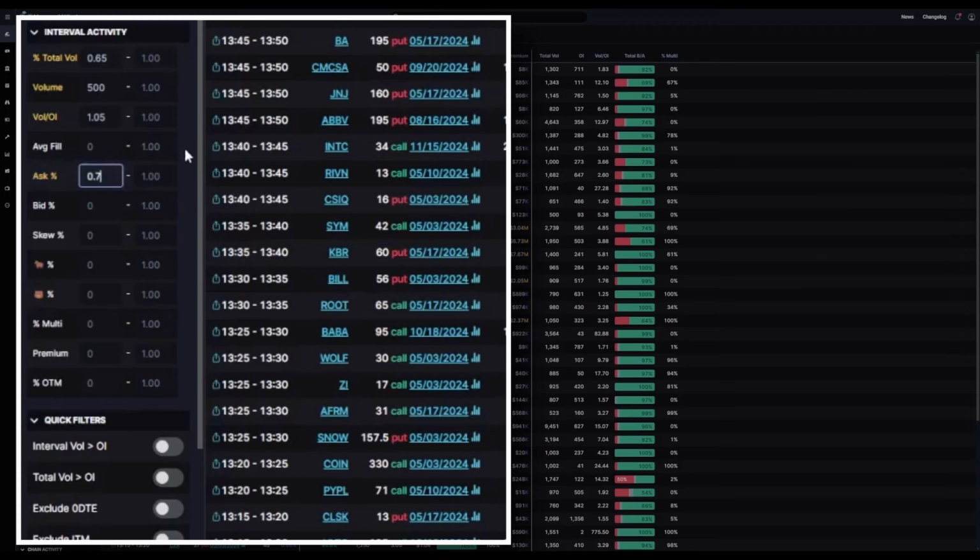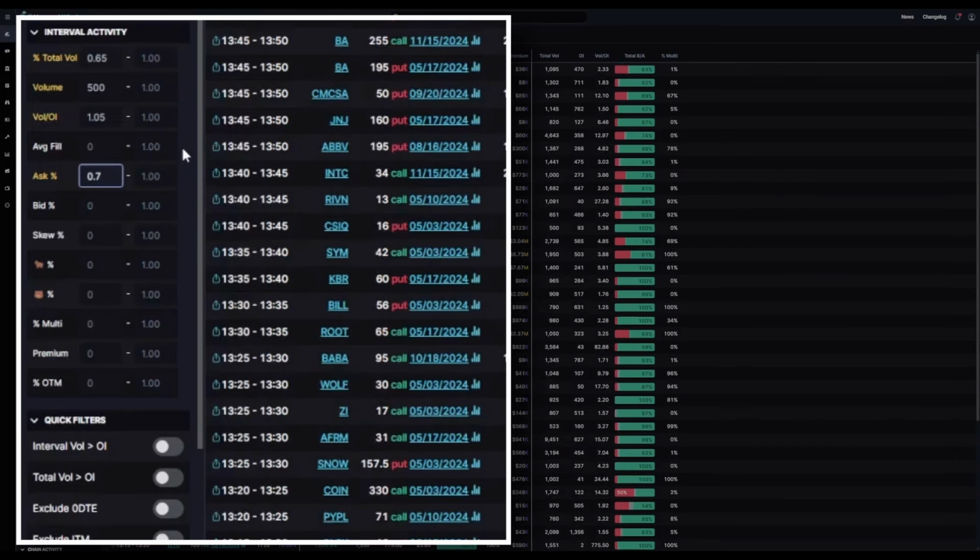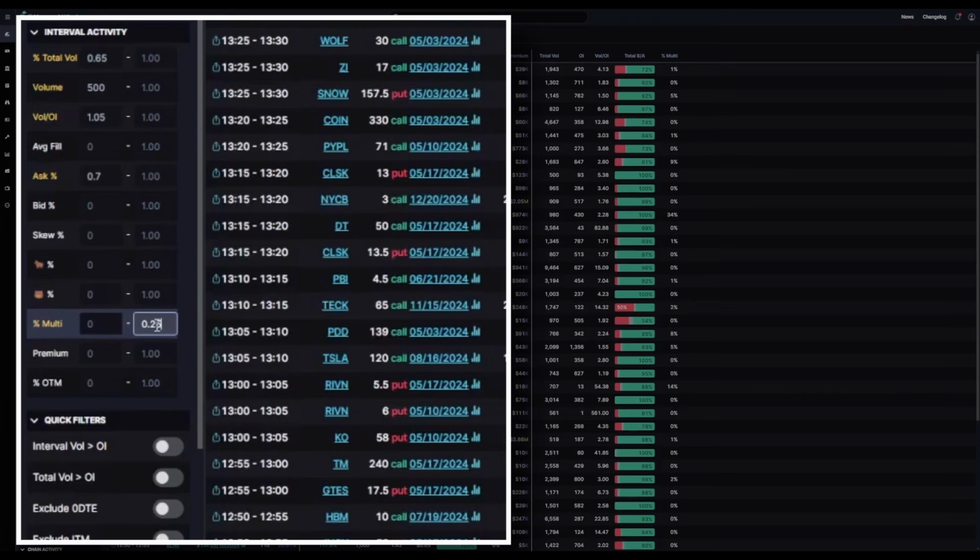So naturally, I'll also leave that bid percent and skew percent at 0 because I'm looking for ask side transactions for this filter. Now also within this filter, I'm not really looking for multi-leg transactions, but I don't want to write off any contracts just because there was some volume involved in multi-leg transactions. I'll keep this range set from 0 to 25% of the volume containing multi-leg trades.